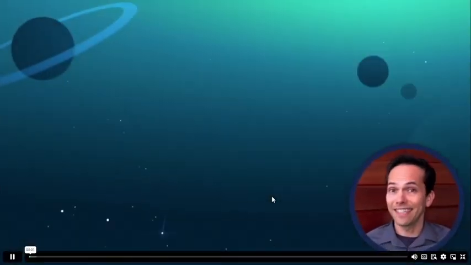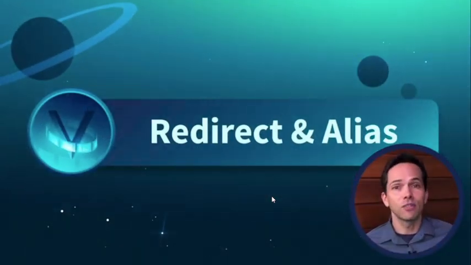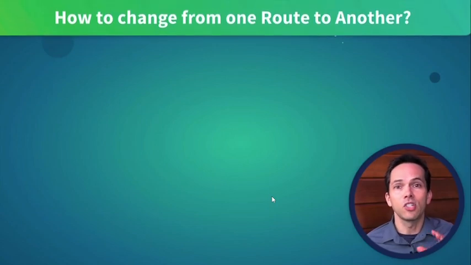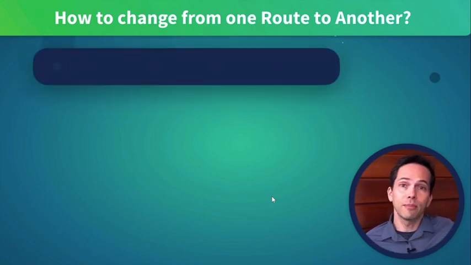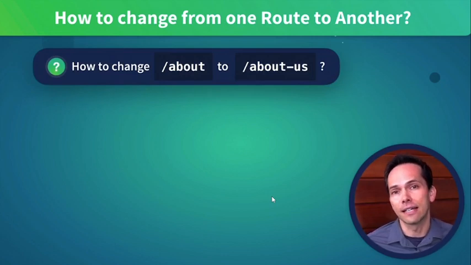Welcome back to Vue-router. In this lesson, we're going to be learning about redirect and alias. As your application grows, at some point you may want to change URL paths. And how do you do that in Vue? For example, if we wanted to change about to about-us, there would be two things we'd have to do.